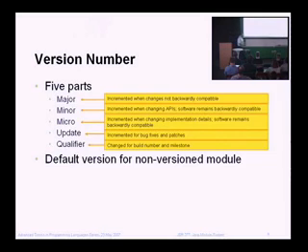Now let's look at some of the information in the module's metadata in more detail. Each module consists of a module name, which has 5 different parts: the major number, the minor number, the micro number, the update number, as well as a qualifier string. Developers are expected to increment or change each of the parts depending on the degree of changes they are making in their software. In case there are no version numbers declared in the module, the module system will automatically provide a default version for you.